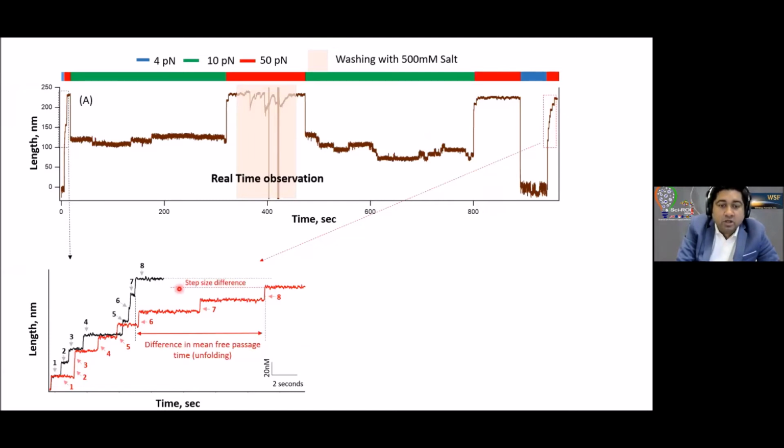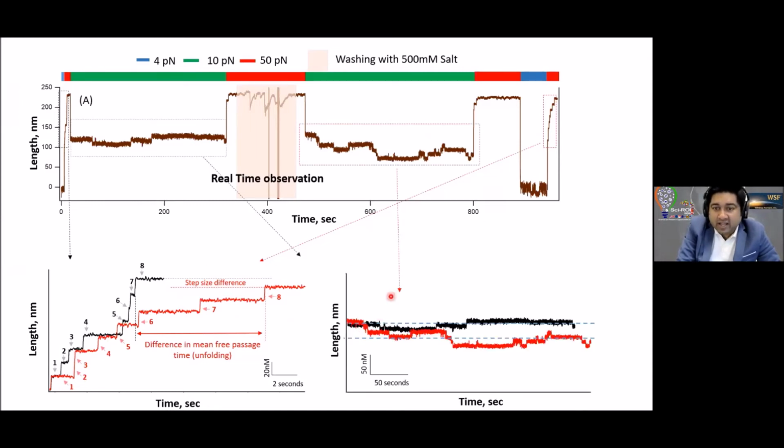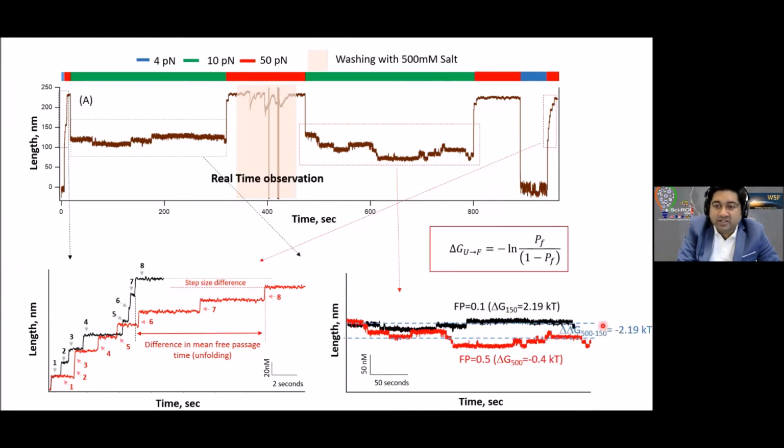Then you can also see that the step size is different. Although you are putting the same force, due to the polymer size, it should have the same step, but it is decreased. But I will not talk about the decrease in step size today because that's another topic. If you check the kinetics, again you can see that there is a lot of refolding in the presence of the salt. So you can calculate the refolding kinetics and the delta G, which I did here.